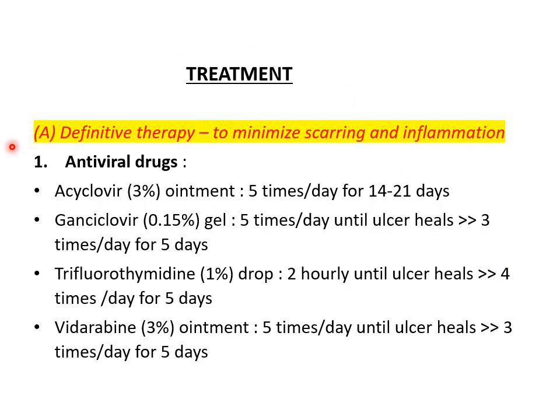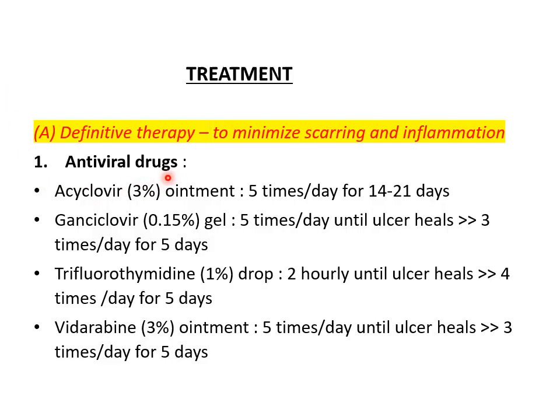Now the treatment of recurrent epithelial herpetic keratitis. The definitive therapy is to minimize scarring and inflammation. See, a herpetic epithelial infection usually heals spontaneously. The sole purpose of treatment of epithelial herpetic keratitis is to minimize scarring and inflammation, or in other words, to minimize the corneal stromal involvement. We don't want the infection to go deeper.